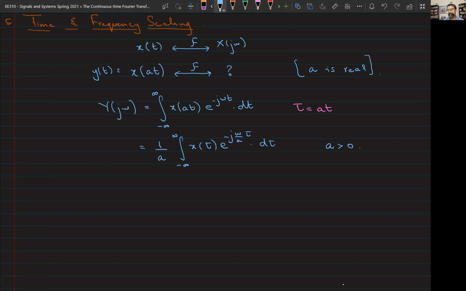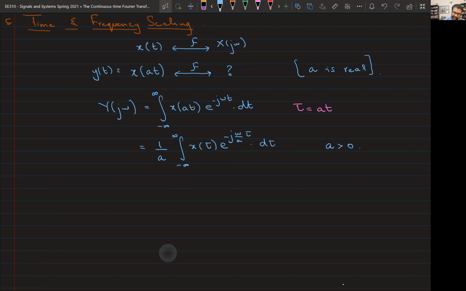Right? And that should be simple enough, because if a is positive, that means when t equals plus infinity, tau is also plus infinity. The sign remains the same for t and tau. And similarly, when t is minus infinity, tau is also minus infinity. That's only the case when a is positive.